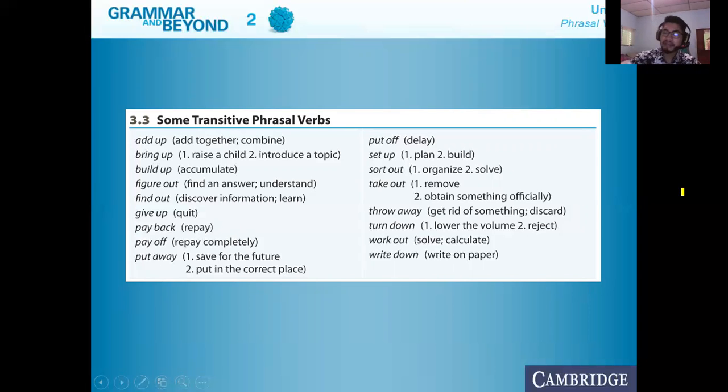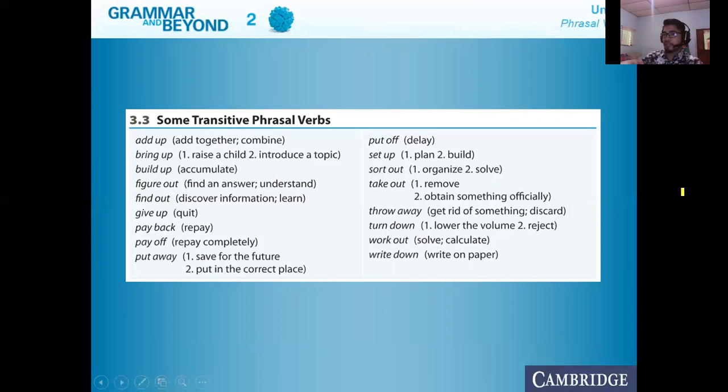Pay back, to repay. In this case, we're talking about two senses: to repay some money that you already owe to a person, or to repay an action. For example, if I do something mean to you and you pay it back, that means you are looking for revenge and you're repaying the action that I did. Pay off, to repay completely. That means that you owe somebody some money or some different financial things, and then you paid everything completely, you are paying off.